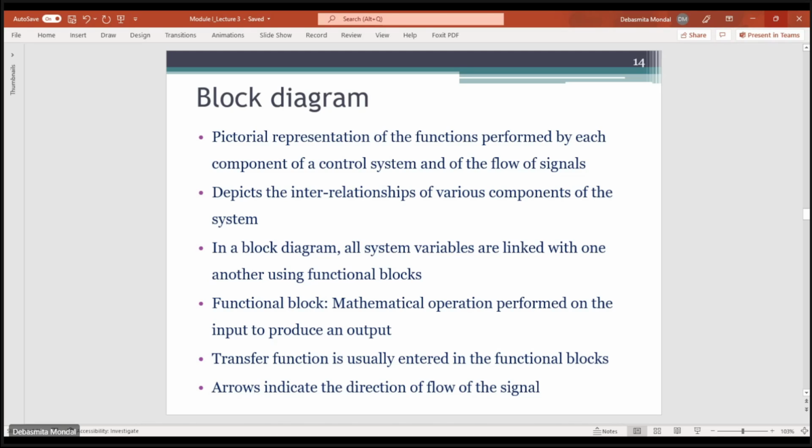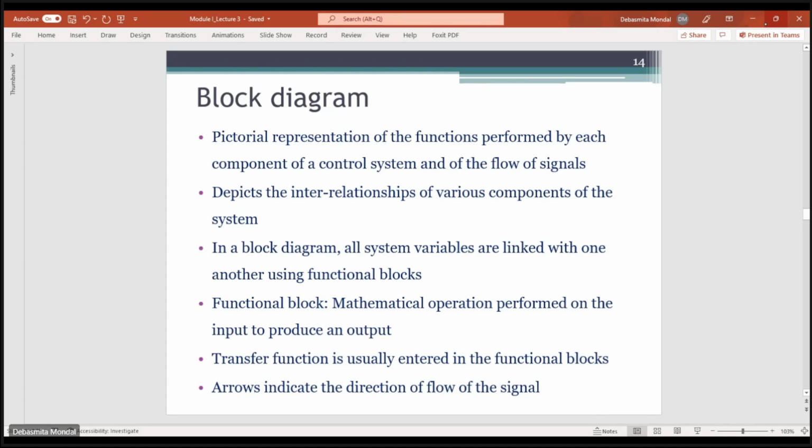Now we'll see what a block diagram is. A block diagram is basically a pictorial representation of the functions which are being performed by each component of a control system, and it defines how the flow of the signal is happening through the system. The overall block diagram depicts the interrelationships between the various components which are present in the system.